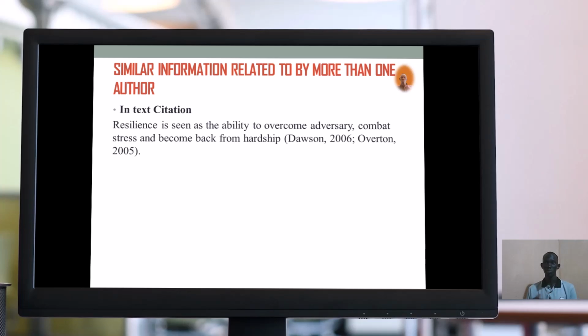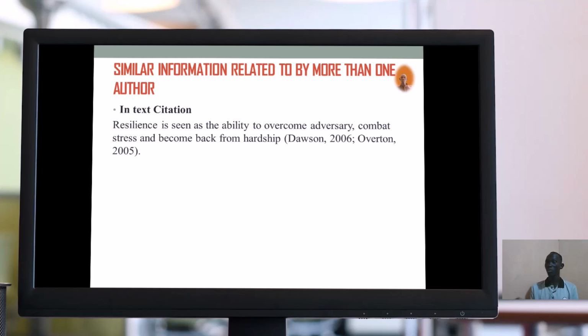That is being said by Dobson. And then you put a comma. Then you say convert stress and bounce back from hardship. That is being said by Overton. And then you open a bracket, you put Dobson, comma, and then its year of publication.